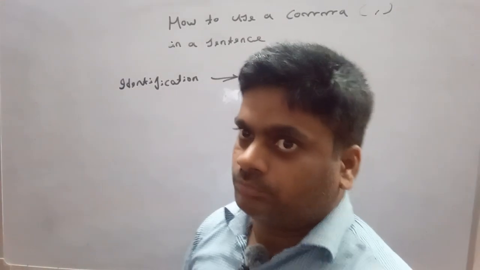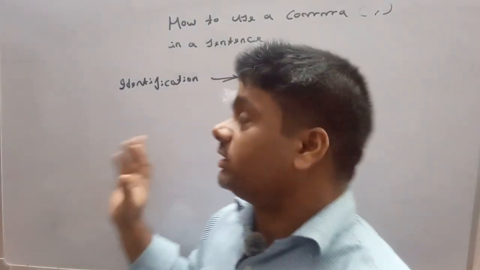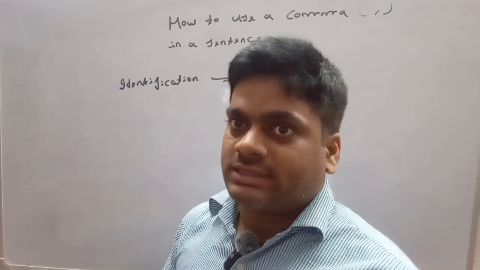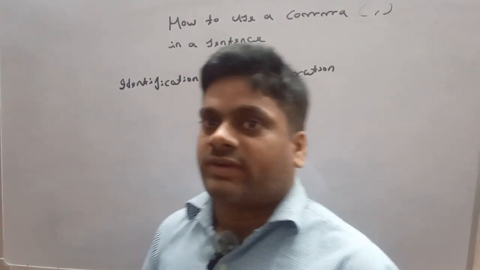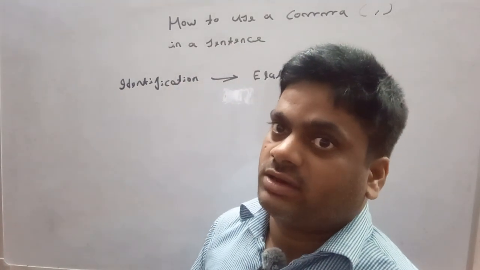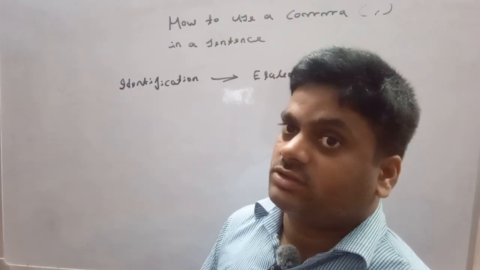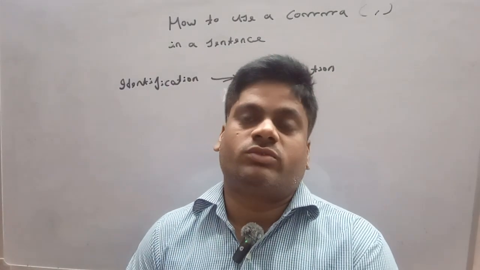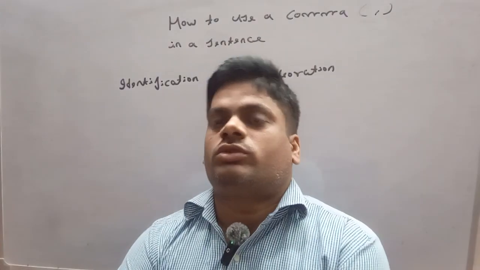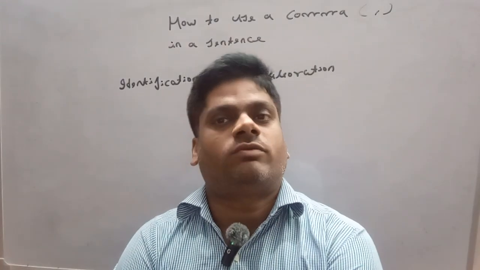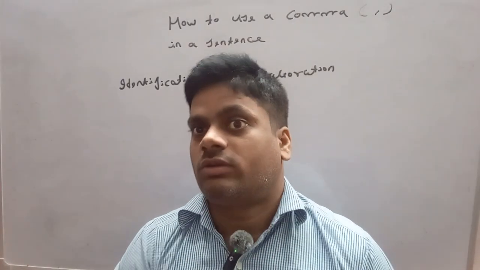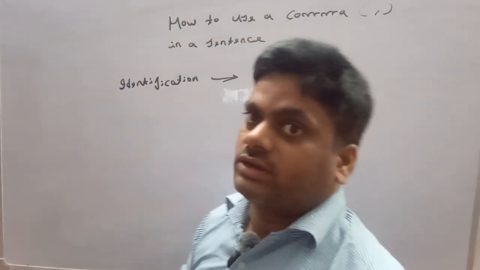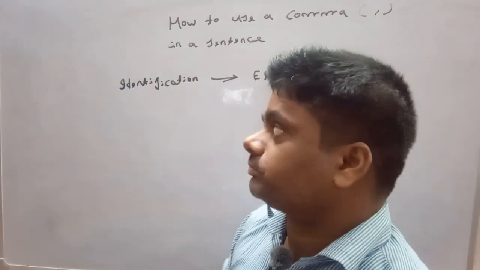So guys, it is the third condition where we can use a comma in a sentence. In a sentence, if we are going to identify a noun, then we cannot use a comma. But in case we are going to elaborate a noun, then we can use a comma there. So in simple terms, in case of identification of a noun, we cannot use a comma. But in case of elaboration of a noun, we can use a comma.